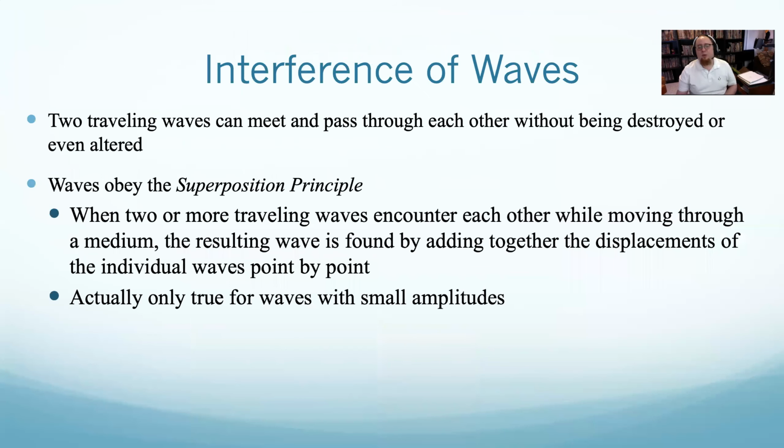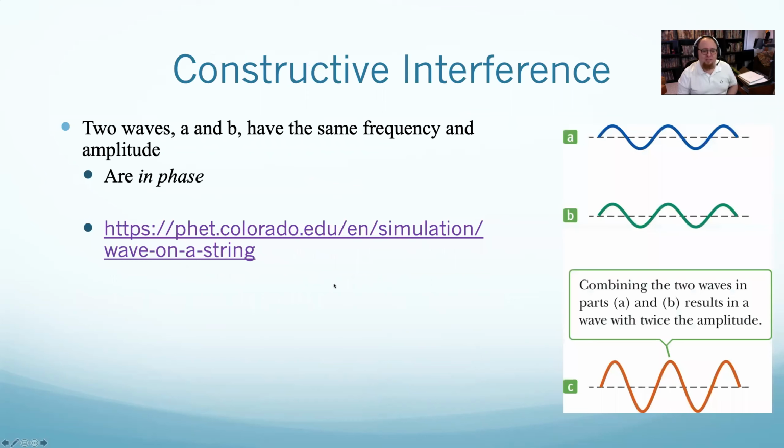What's also of note is that waves can interact with each other. Waves follow something called the superposition principle. When two or more traveling waves encounter each other, they pass through each other. And what actually happens at any given moment, they'll just add up what their height is at that point. Let's say you have two waves that have the same frequency, the same amplitude. I'm going to call this in phase. Wave A has a maximum at the same point wave B has a maximum. If I combine these two waves, I just get a bigger wave.